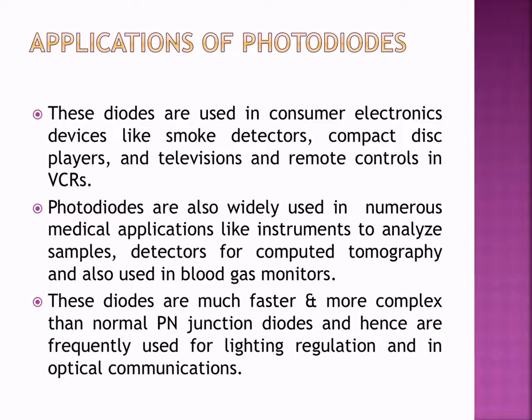Applications of photodiodes. These diodes are used in consumer electronics devices like smoke detectors, compact disc players, and televisions and remote controls in VCRs. Photodiodes are also widely used in numerous medical applications like instruments to analyze samples, detectors for computed tomography, and also used in blood gas monitors. These diodes are much faster and more complex than normal PN junction diodes, and hence are frequently used for lighting regulation and in optical communications.